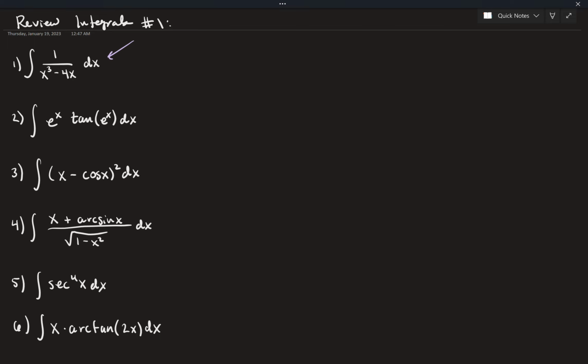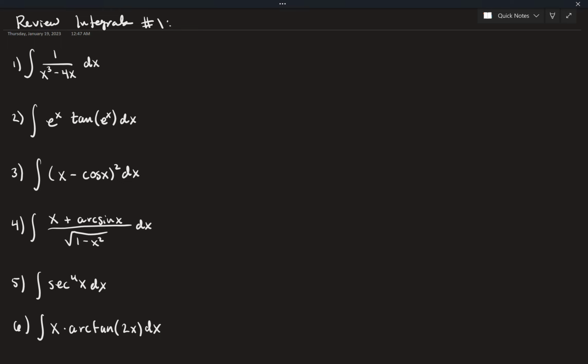When you see a rational function, partial fractions. When you see powers of trig functions, it's a trig integral, but sometimes it's not. I will be making a couple videos of some pretty standard ones, and then maybe one or two videos of some real tricky ones. So here we go. I want you to pause the video and try these first.